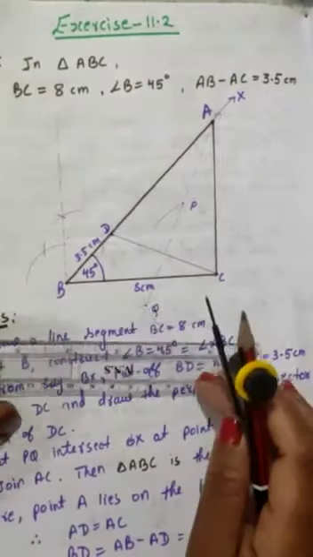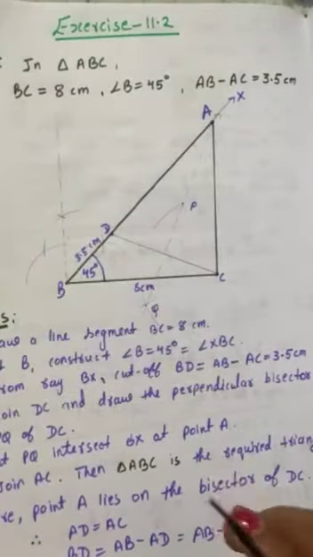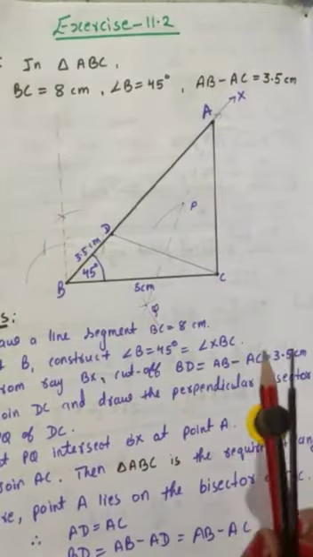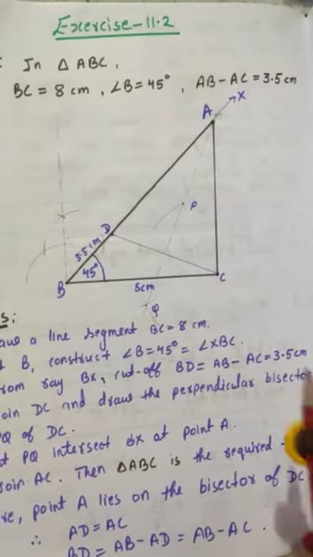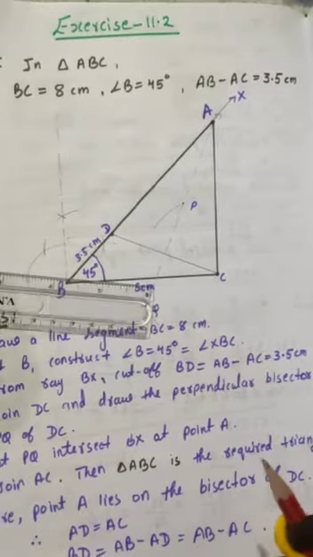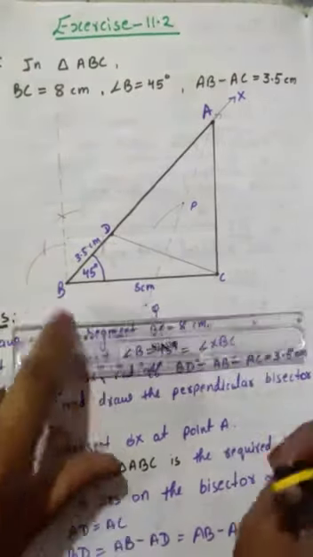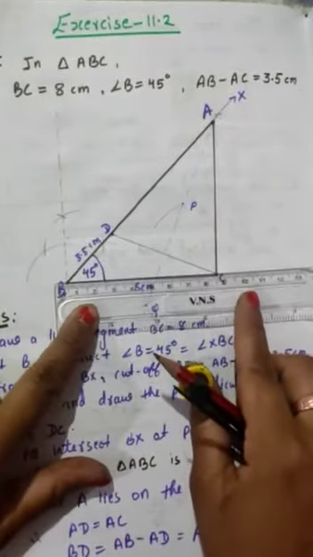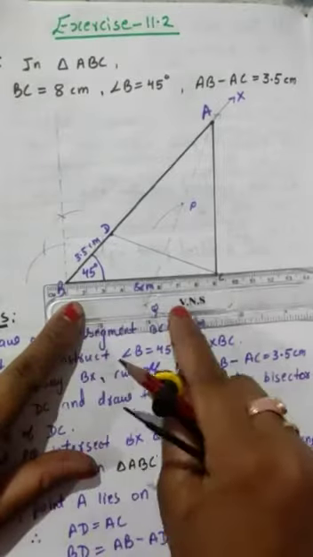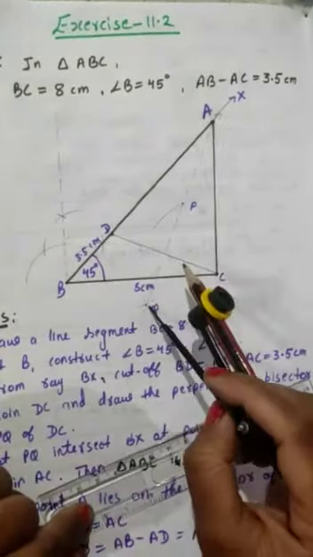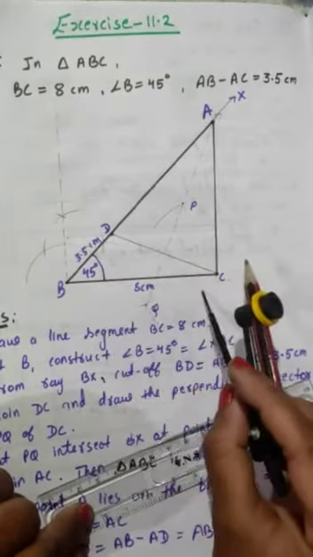First of all, as I told you, as soon as you are doing the constructions, keep on writing the steps. For this question I am writing the steps for you, but make sure for the other questions you write the steps on your own. First of all, you will construct the base, which is 8 centimeter given to you. So this is 8 centimeter, and the base is BC.